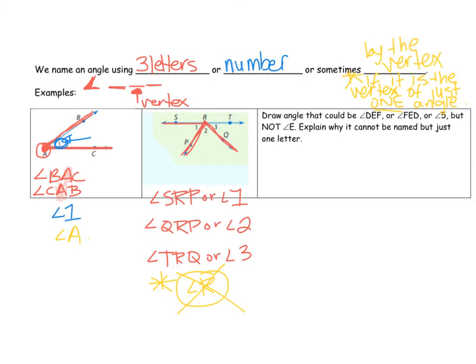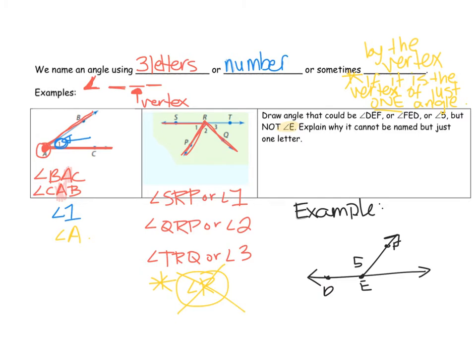So in this final example, draw an angle that could be angle DEF or angle FED or angle 5, but we cannot call it angle E. The only reason why we would not be able to call it angle E is if E were the vertex of more than one angle. So pause the video, see if you can draw a quick example for yourself that would meet all of these conditions. And then when you unpause the video, I'll have an example drawn that might be similar to yours. The most important thing there would be that E is the vertex of more than one angle.